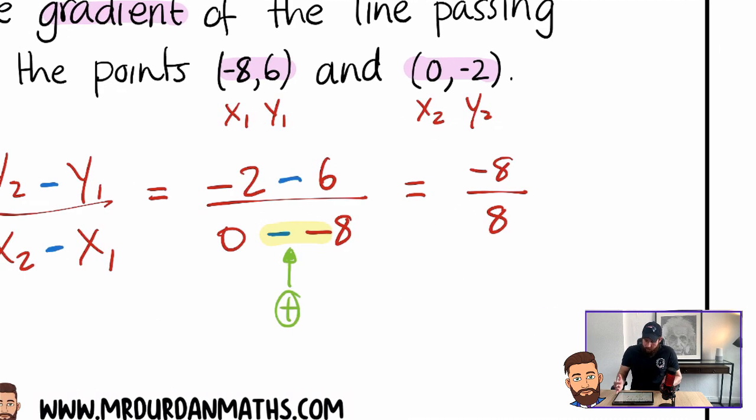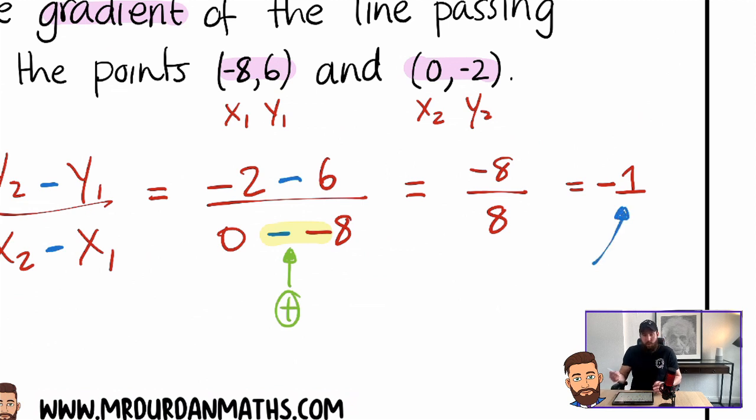What have we got here? I've got -8 divided by 8. Okay, what is -8 divided by 8? Well, what is 8 divided by 8? 1. And what's a minus divided by a positive? Well, a mixture makes a minus. 2 different signs, a minus and a plus, would always make a minus, so it's going to be -1. My gradient is -1. What does that mean?